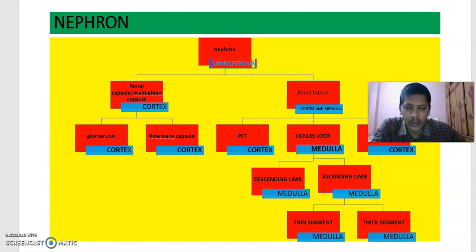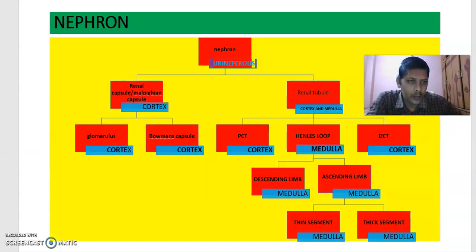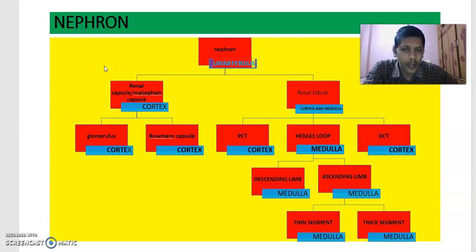In the previous part, that means in the sixth part, we learned the structure of nephron. I told you the nephron is also called uriniferous tubule. It mainly consists of two parts: the renal corpuscle and the renal tubule. In this part, we are going to learn the renal tubule.